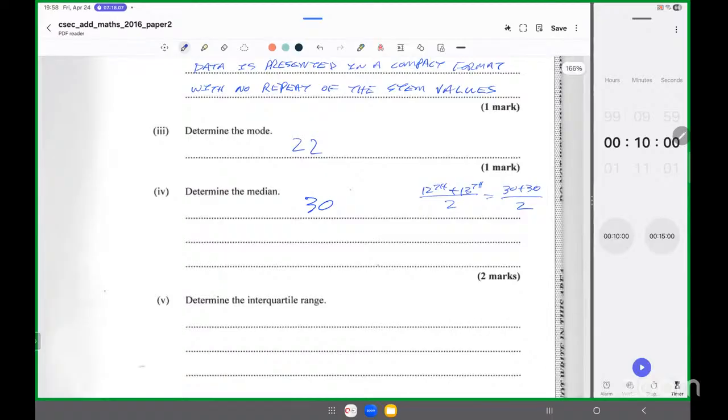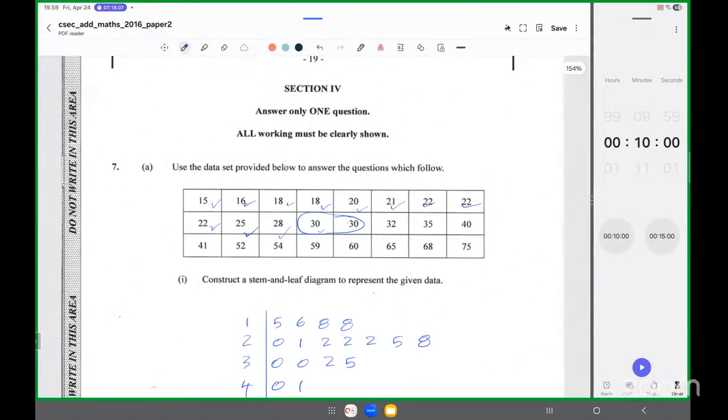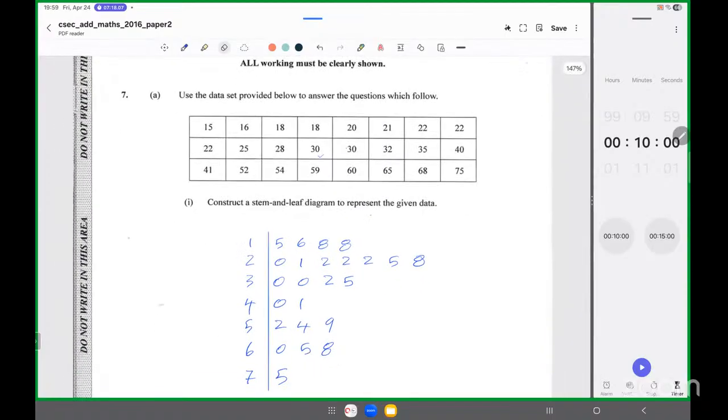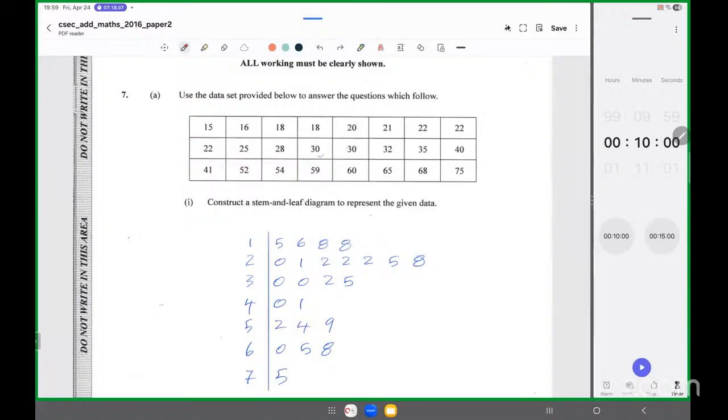Then I want the interquartile range. So we do the quartiles. If we have the bottom half and the top half, we can do it on the table or on the box and whisker plot as well. So this was the first 12 values, and this is the other 12.